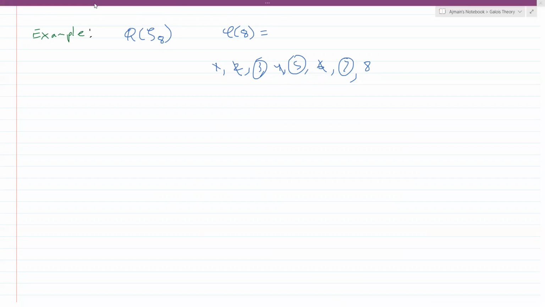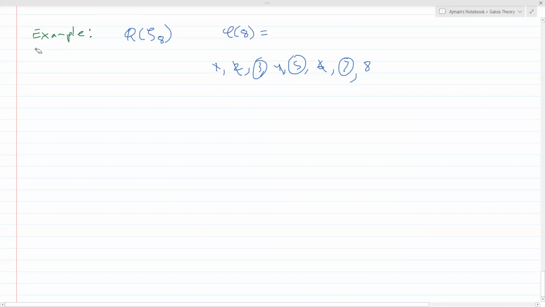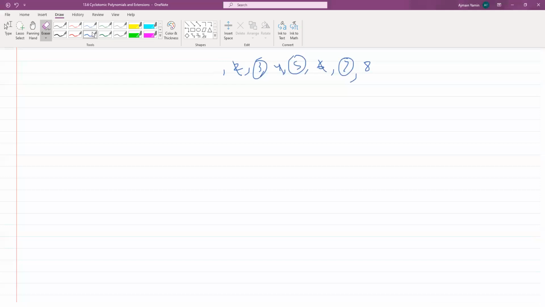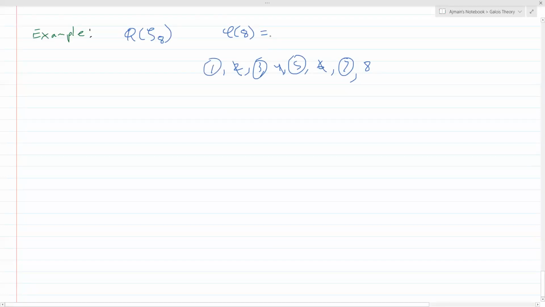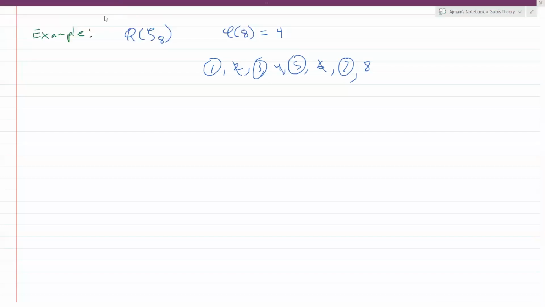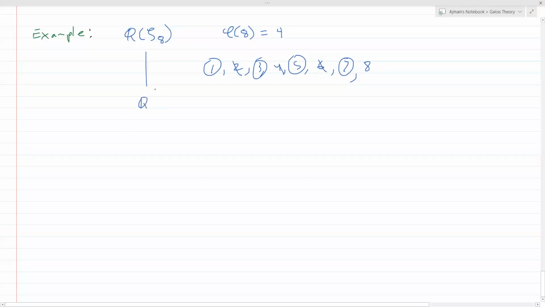Oh, 1 is relatively prime, right? Yeah, I guess 1 should count as relatively prime. Okay, so there are 4 relatively prime integers to 8. So phi of 8 is 4. And so we expect that the degree of this extension should be 4 over Q. Well, we proved it, so it has to be, right?